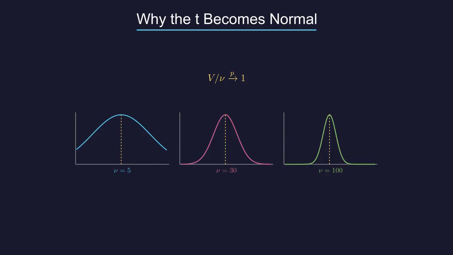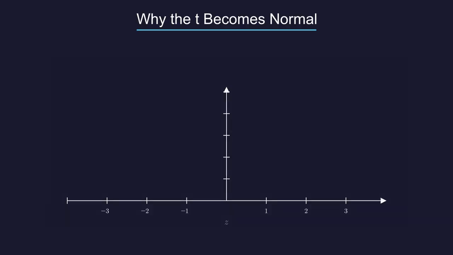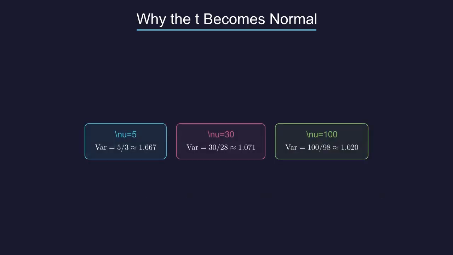As nu grows, v divided by nu concentrates near 1. So the random denominator approaches 1 and t approaches z. For df greater than 2, t variance is nu divided by nu minus 2, which approaches 1.